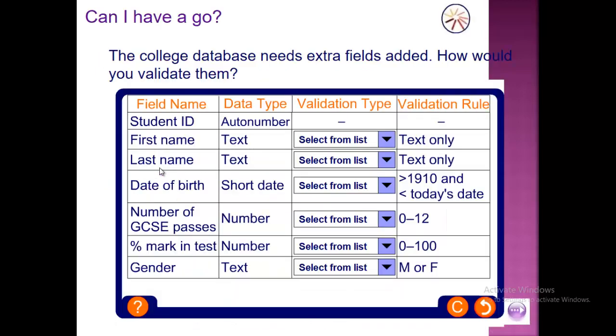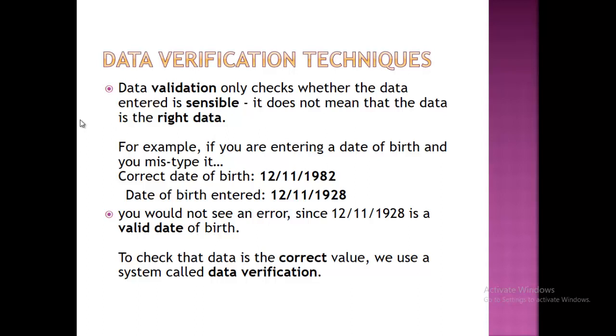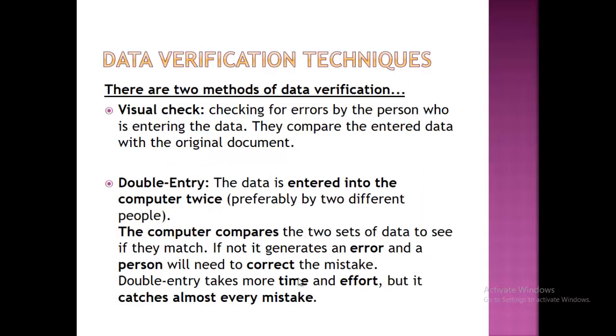This year you must do the exercise at the end of the lesson. I'll post it for you. So remember we said validation only checks if the data is sensible, not if it's the right data. To check that the data is the correct value, we use a system called data verification. There are 2 methods of data verification. Visual check. So what you've typed in, you take your piece of paper where the information was on, you read the paper and you look at your screen and see if the 2 match. If there are any errors, you will fix it.